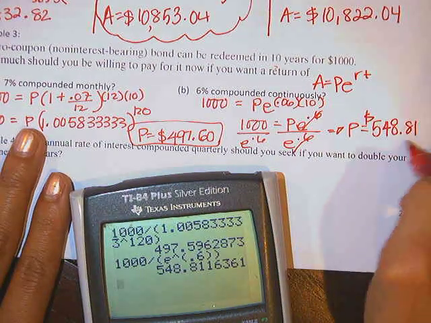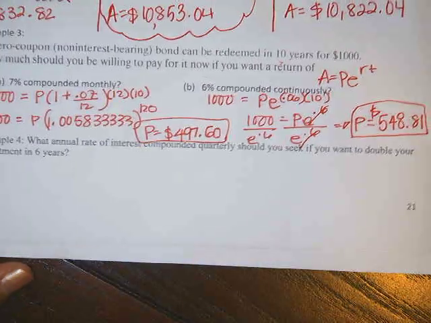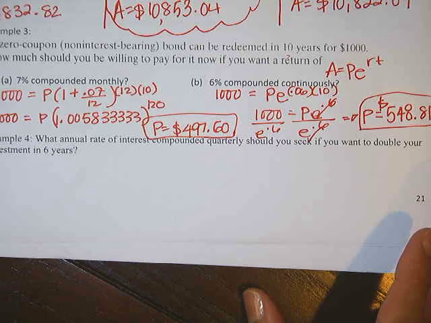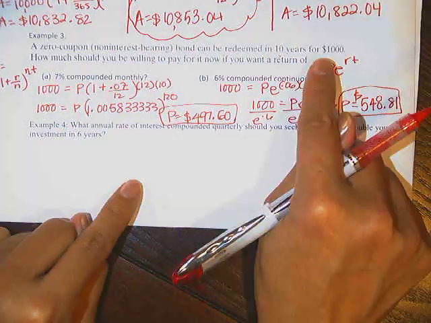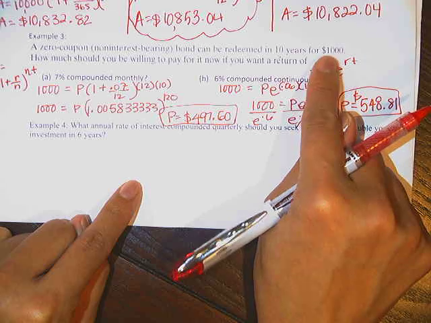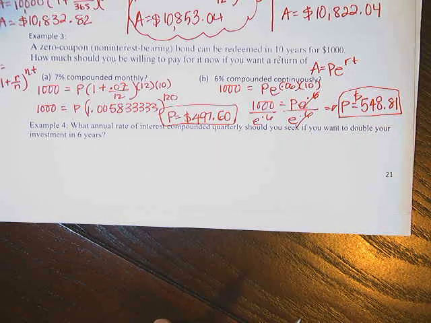Okay, so it looks like the 6% is not a good idea. Obviously I want to put in less to get out the same amount of money in 10 years. I'd rather put in less now. So it looks like the 7% is a better investment for us. All right, and that concludes our day.